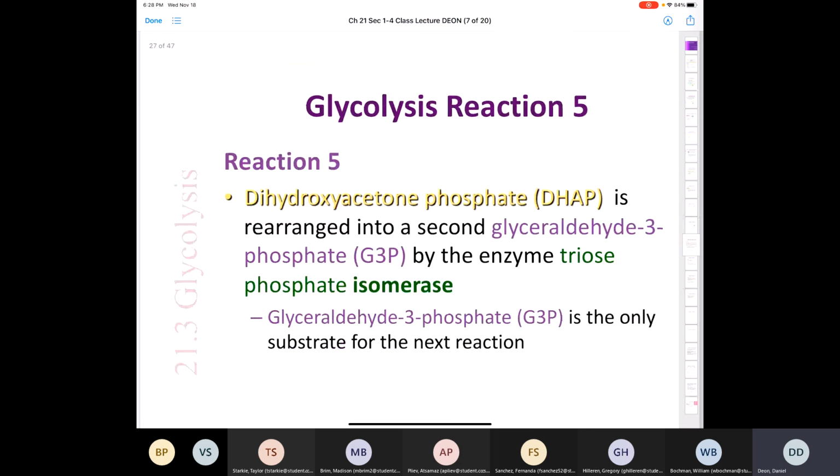Reaction 5 is where we take that dihydroxyacetone phosphate and we rearrange it, or we isomerize it, into a second G3P molecule by this enzyme. Look, it's another isomerase. They all make sense, I think. You know, an isomerization, same molecular formula, just a different arrangement of atoms. And now we're going to have 2 molecules of G3P. So now you see why the pathway is split in 2, and we're ready for the next reaction.